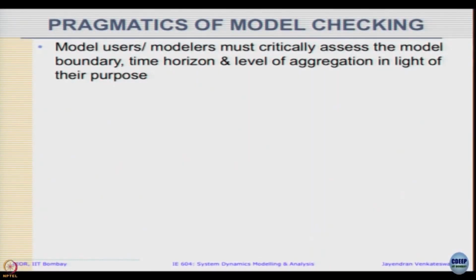Some practical things about checking these models: unfortunately or fortunately, only the users or the modeler must critically assess the model boundary. You have to decide what the model boundary has to be, how long the time horizon needs to be, what the simulation time step is, and what level of aggregation we need to use. If we want to build a factory model, does each assembly line in the factory have to be modeled, or do we have to model each machine level? You only need to pick the level of aggregation.